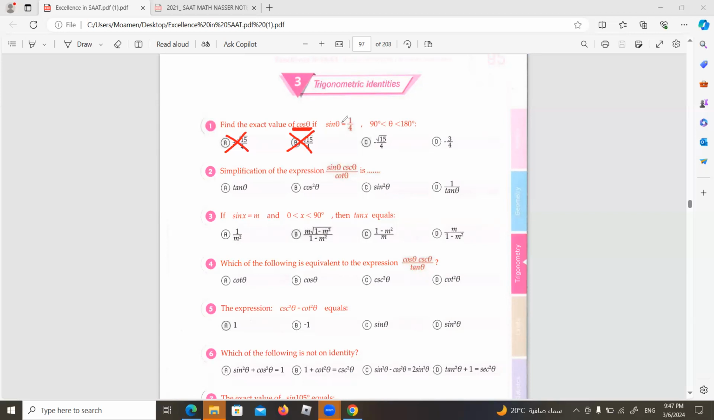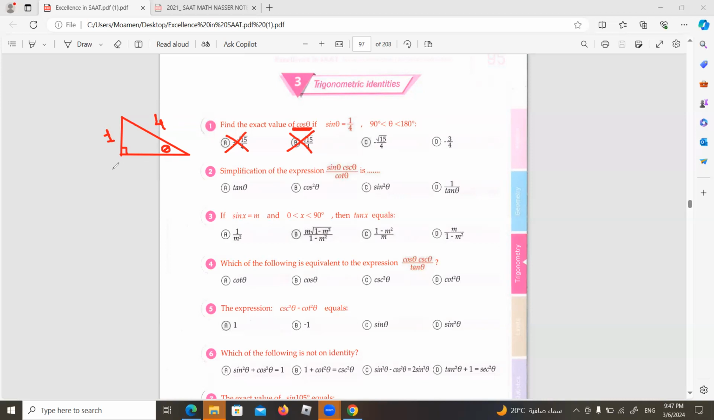I have two ways. Let's talk about yesterday's way: draw a triangle. After drawing the triangle, write here this is an angle called theta. He gave me that sine theta is 1 over 4. Sine is opposite over hypotenuse, so our opposite is 1 and the hypotenuse is 4. Now I need to get the adjacent.